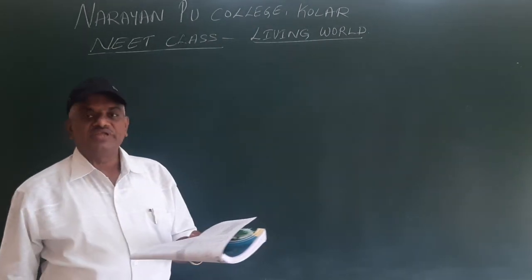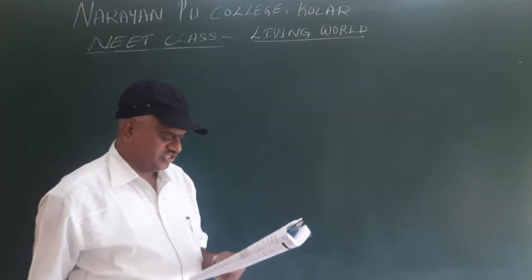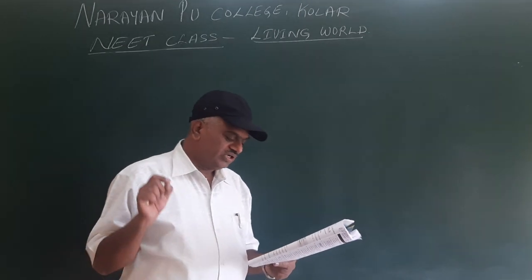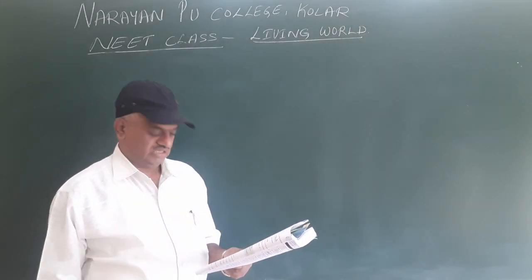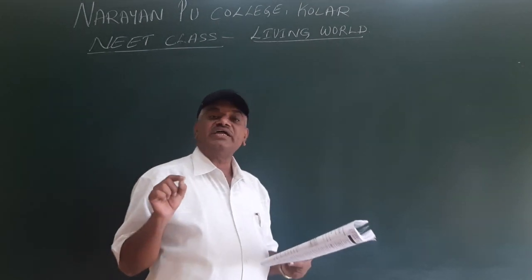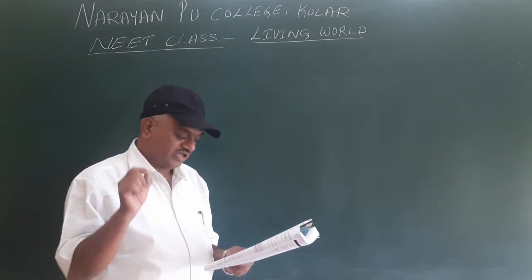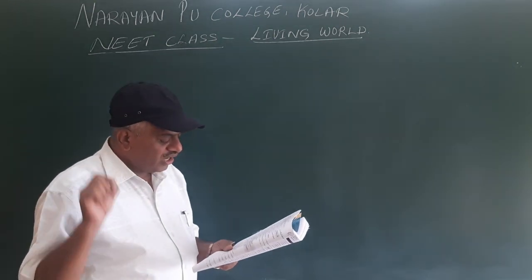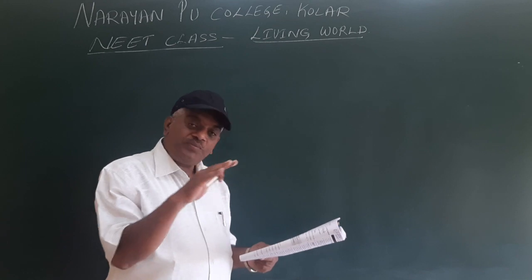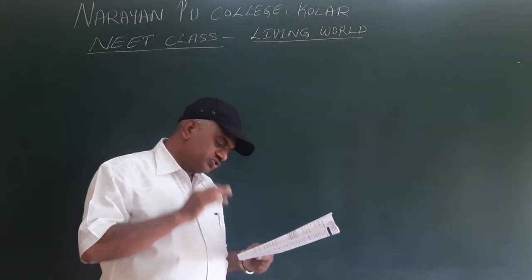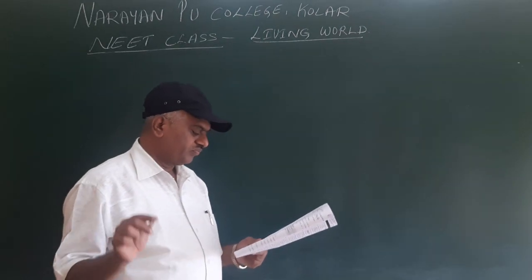We are going for the next question: which is the correct sequence according to ascending order of taxonomic hierarchy? I'll repeat this. It is the correct sequence according to ascending order of a taxonomical hierarchy. So it should keep on going from smaller to higher. That is called ascending. I'll repeat this.